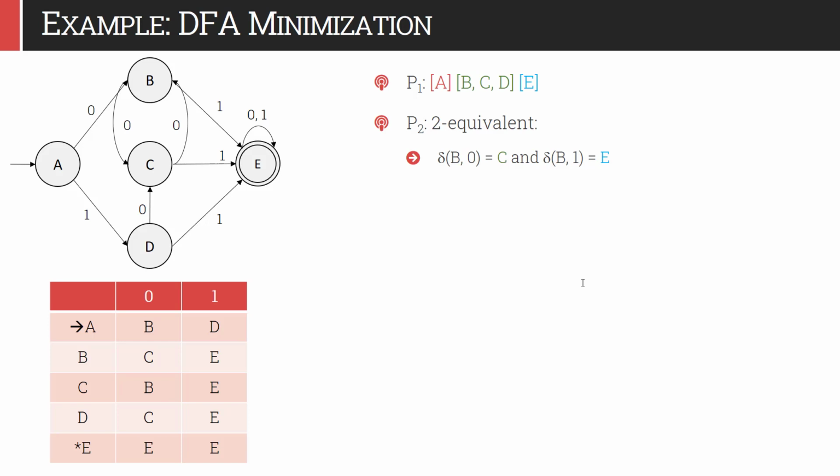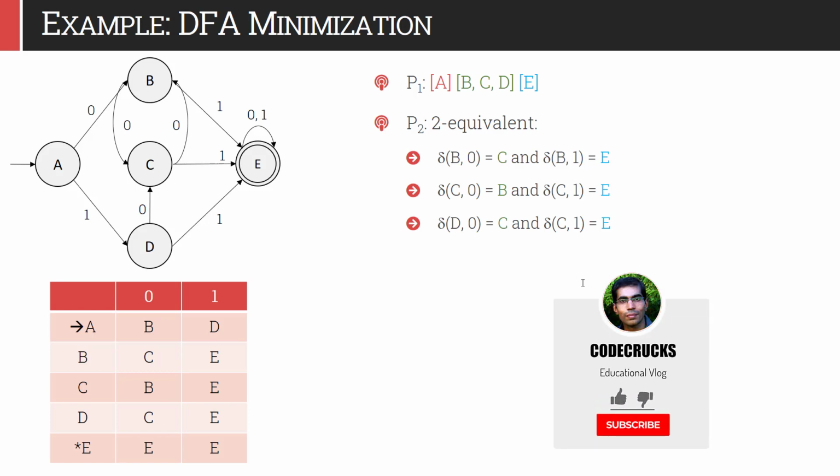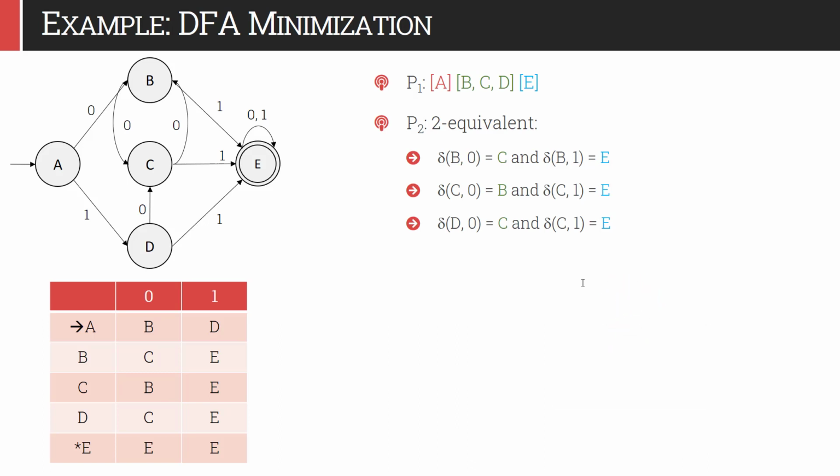On reading 0, we remain in the green group, and on reading 1, we remain in the blue group. If we repeat that process for C and D, then it says that B, C and D are non-distinguishable because whenever we read 0, all states move to the green group, and when we read 1, all states move to the blue group, and hence they are not distinguishable. That means they are redundant or they are equivalent. So we can merge them together.